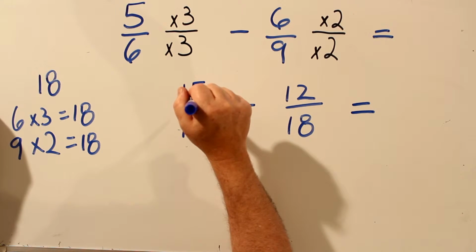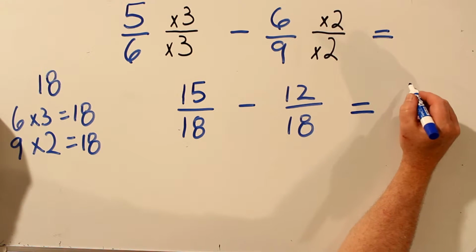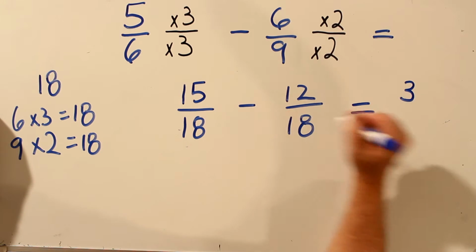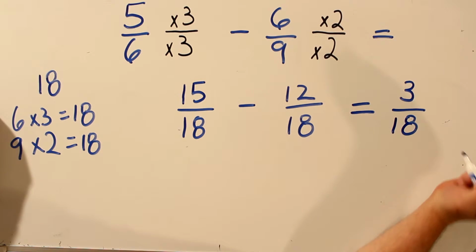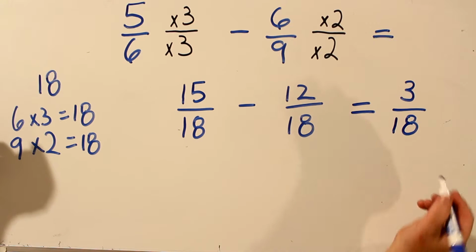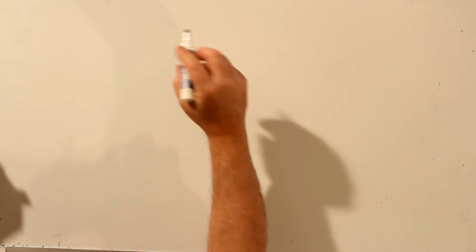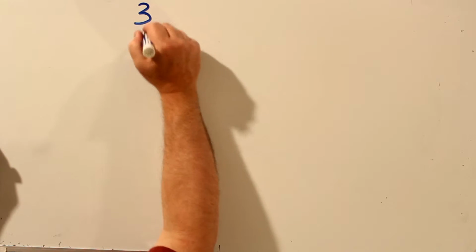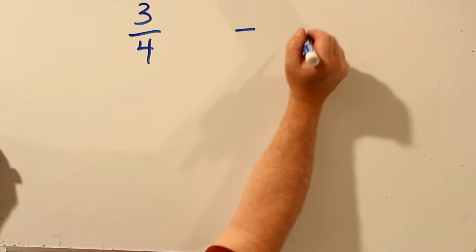So in order to subtract fractions, you simply subtract across the top. 15 minus 12 is 3. And you keep the bottom number the same. 3/18. Now you can simplify this fraction and put it in lowest terms. And you can click on the link shown to simplify fractions. Let's try another one. Let's subtract 3/4 minus 5/9.